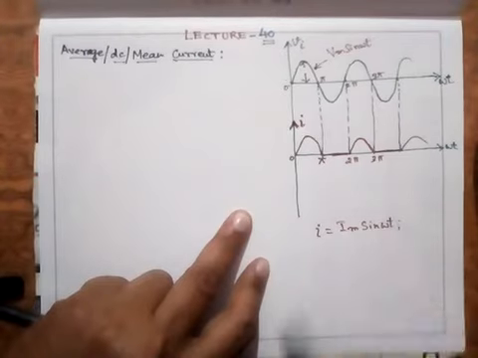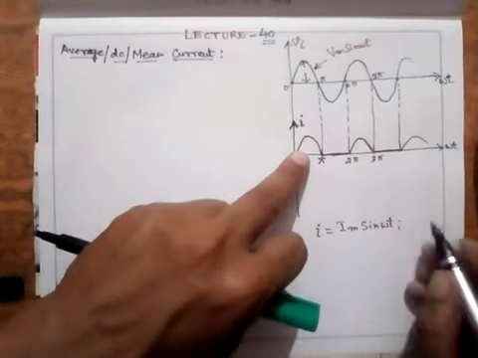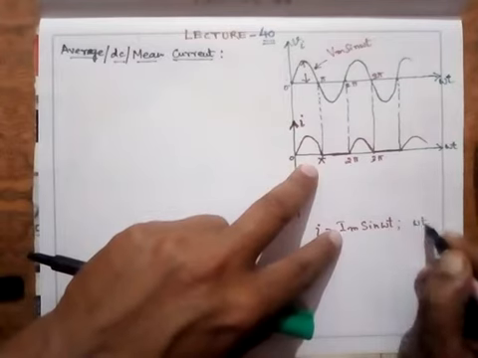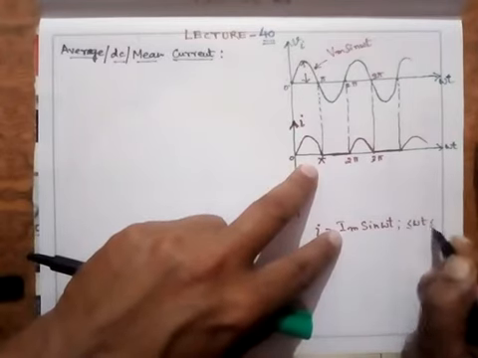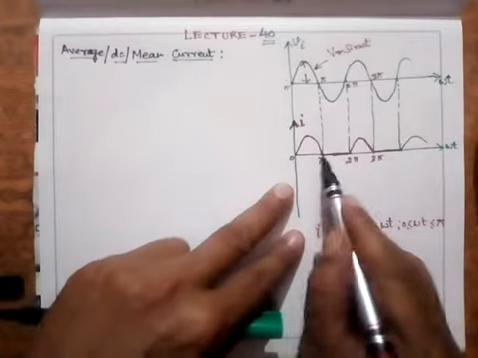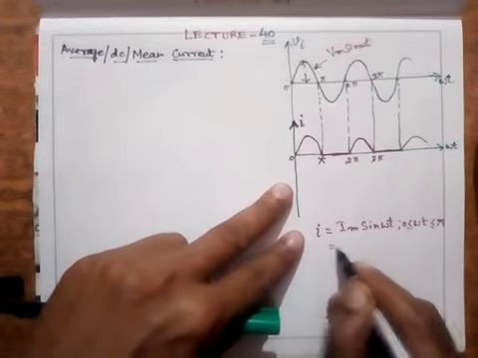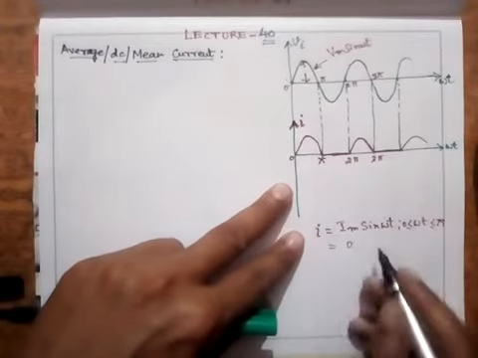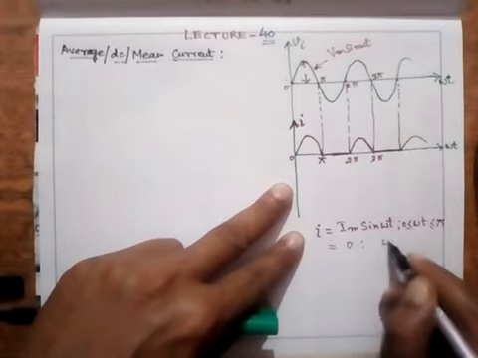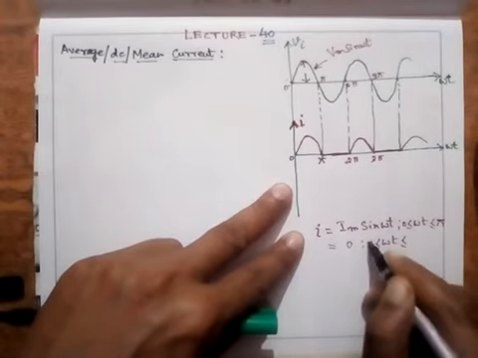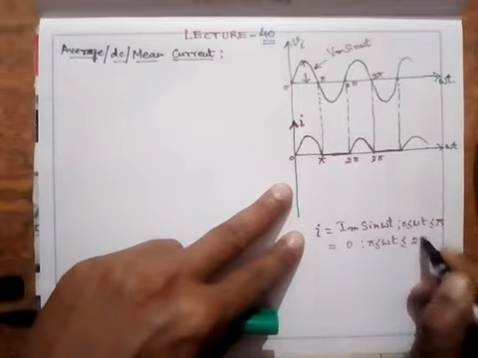This we obtained. This is equal to Im sin omega t when omega t is between 0 and pi for this section, and this factor is equal to 0. This I is 0 for this section. It is 0 when omega t is between pi and 2 pi.